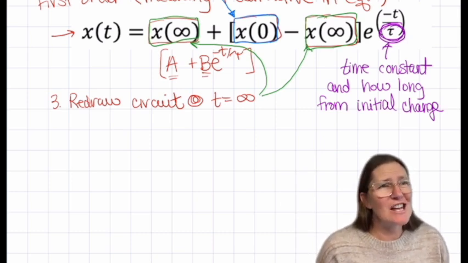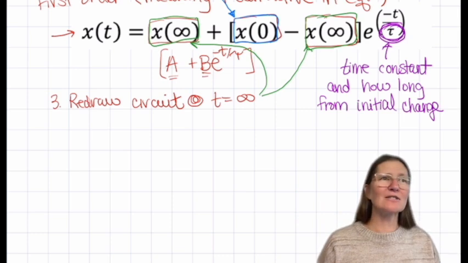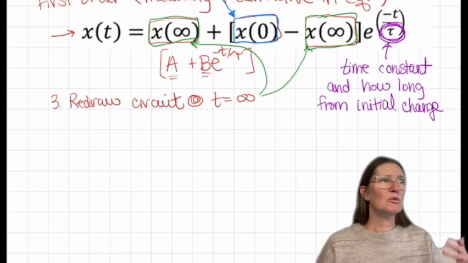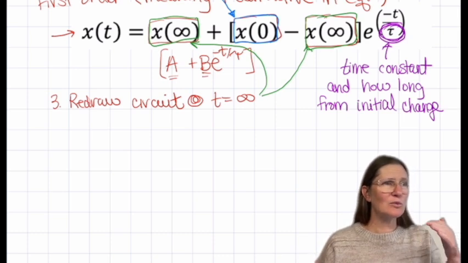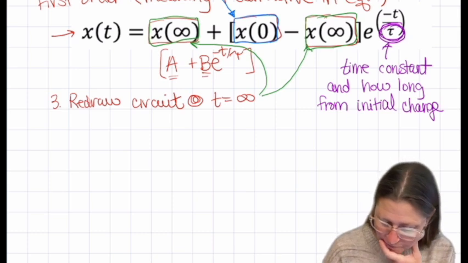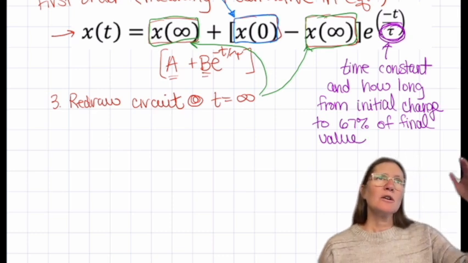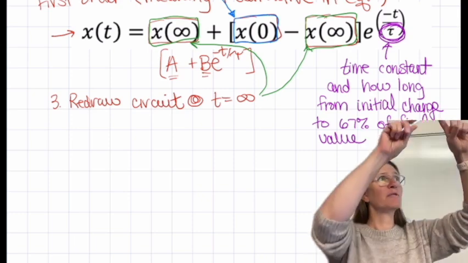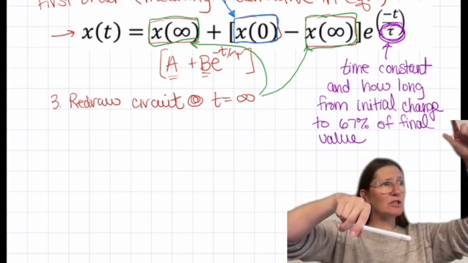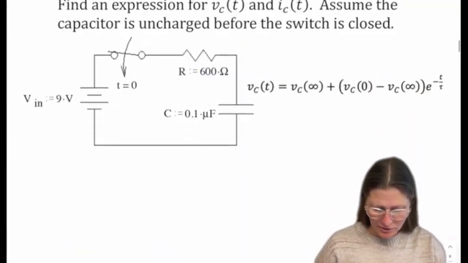That 67% comes from a standard definition of when we say it's almost fully charged or fully discharged. We say at 67%, we consider that to be fully charged or fully discharged. And that's where that time constant comes from. So it's 67% of the final value. If it's charging, it's going to be charging up to 67% of that value. And if it's discharging, it takes it from the value it was to 0. If that makes sense. So going back to the solution here, let's see.